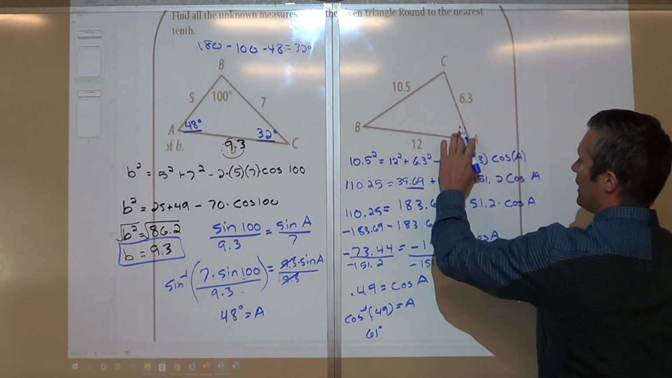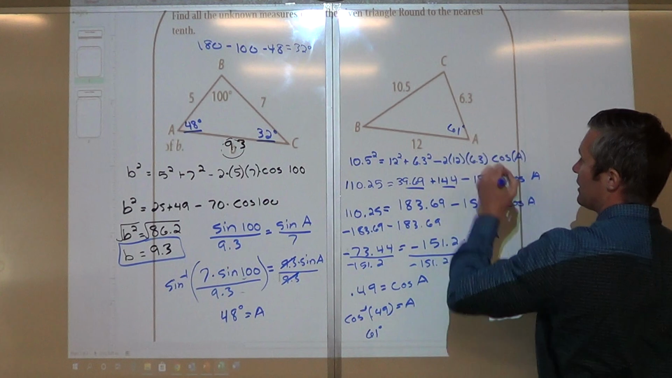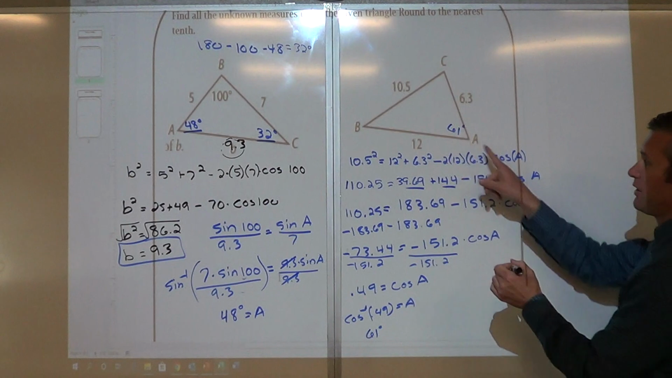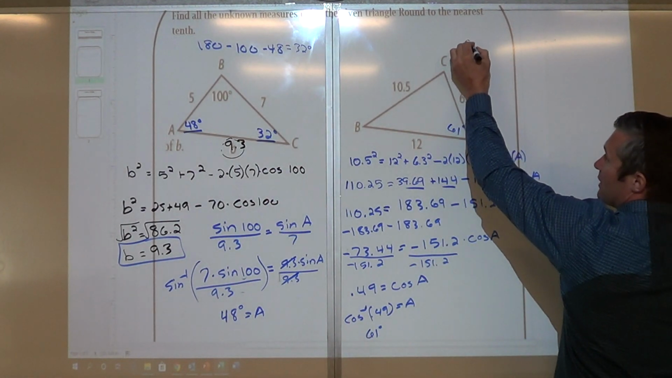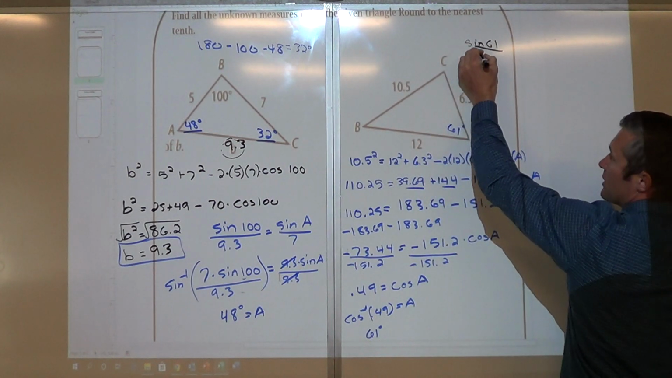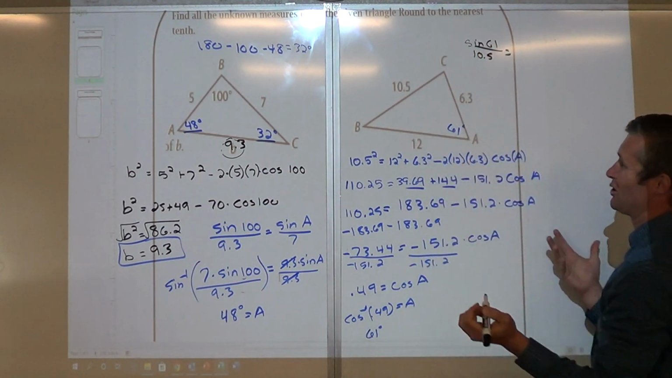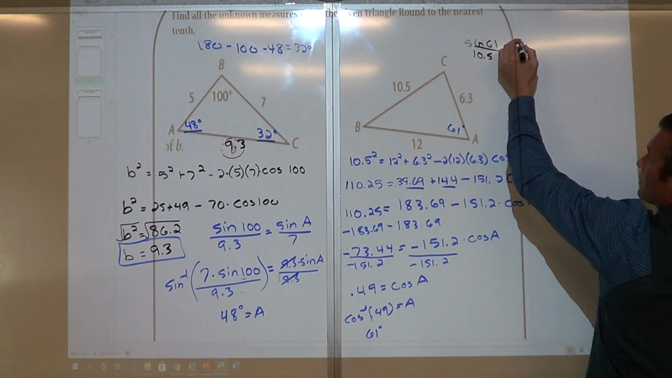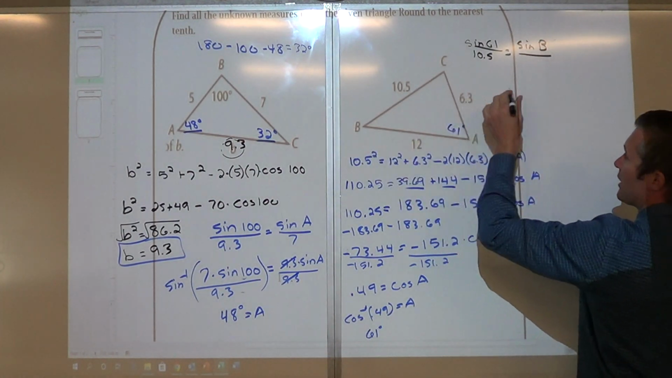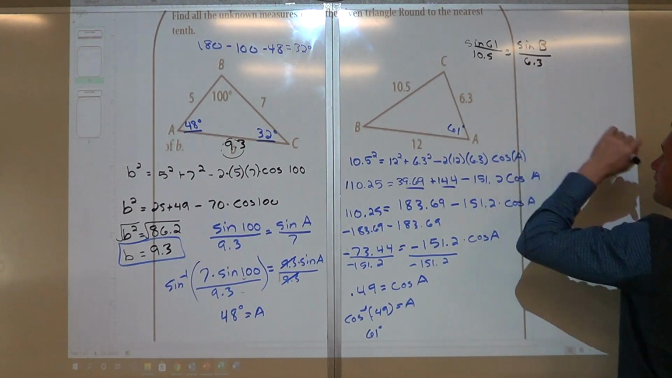So now we got A. A is 61 degrees. Now, once I have that, I'm not going to use the law of cosines again. You saw cosines takes a little bit more time. I'm going to use the law of sines. I'm going to set up my proportion. So now I know angle A. So I'm going to say sine of 61 degrees over 10.5 equals, you choose your next angle. We'll go B. So we'll go sine of B over the side opposite, 6.3.